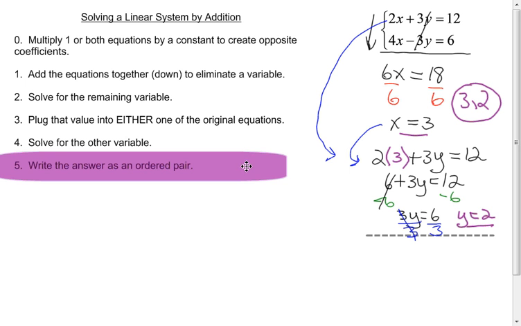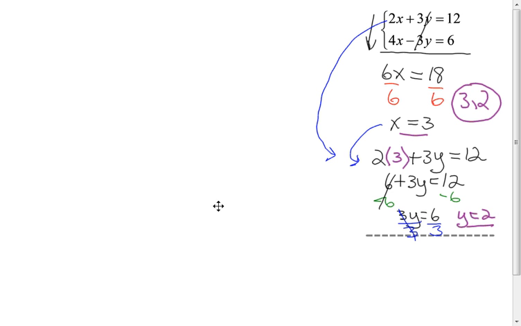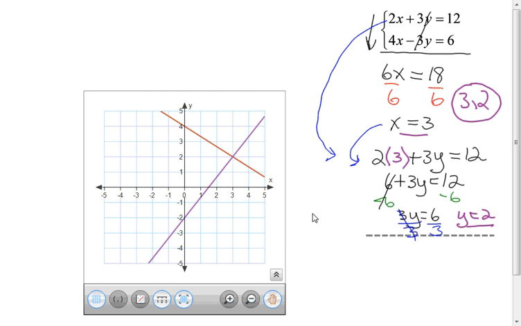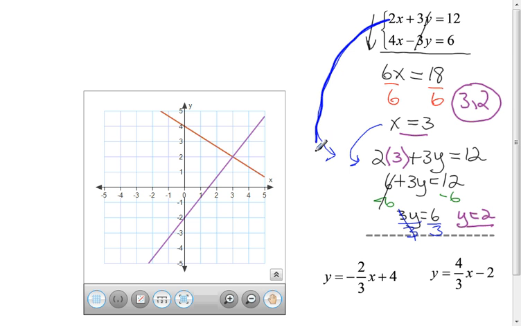But the one connection I think is important to make is a graphical one. So what I'm going to do is clear these steps out here, and we're going to take a look at the graph of these real quickly. So if we notice here, if I were to take the top equation and put it in y equals mx plus b form, I would get this equation.